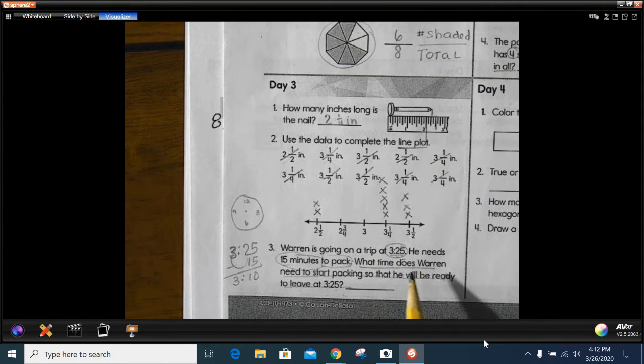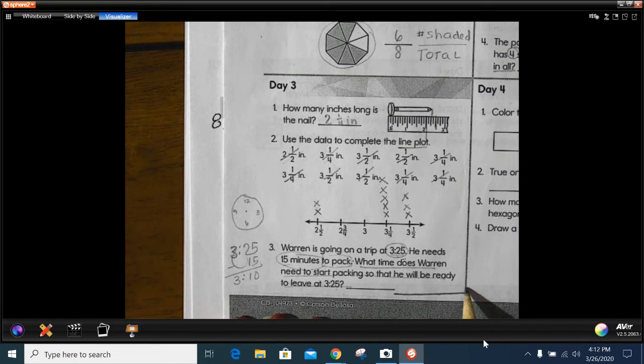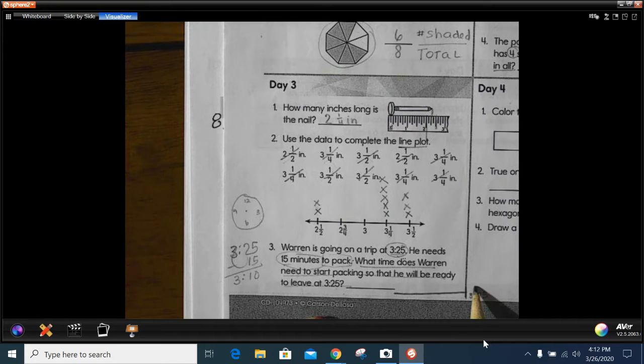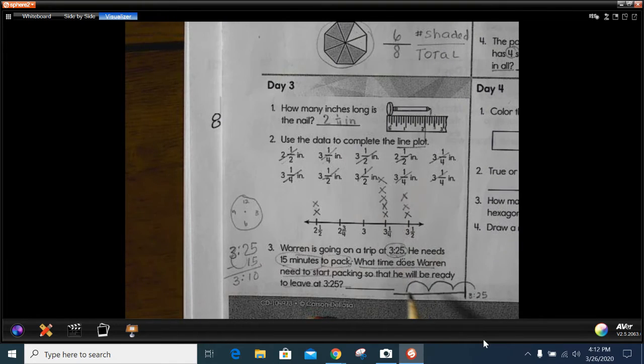Or maybe you even used the number line. I'm just going to draw a quick line here, right? So we know that he needs to leave at 3:25. Sorry, that's hard to see, you guys. And then what we want to do is we want to jump back 15 minutes. So 5, 10, 15 minutes, right? 3:25, 5 minutes before that, 3:20, 5 minutes before that, 3:15, and then 5 minutes before that, 3:10. You squinting at your screens? That's really little. Anyway, 3:10, regardless of how you figure that out, you should have gotten 3:10.